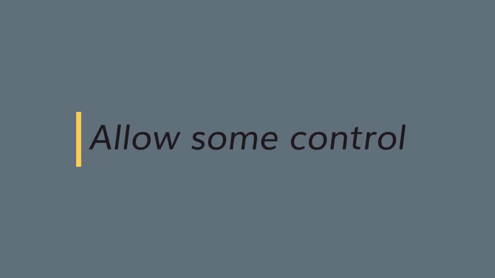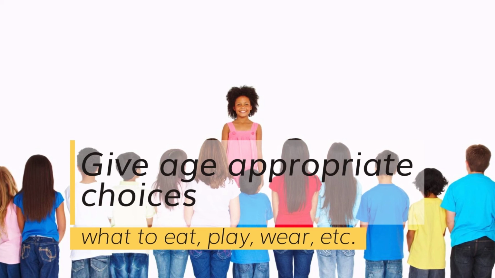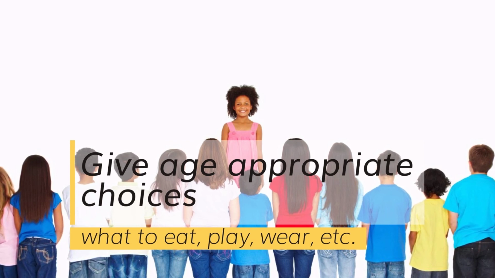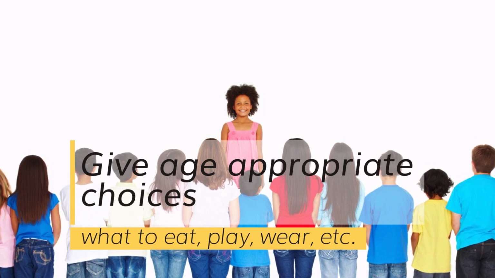Allow for some control. Reasonable age-appropriate choices encourage a child or youth's sense of having control of his or her own life. Some examples of choices can be, what do you want to wear? What would you like to eat? And what would you like to play? Giving options such as grilled cheese or spaghetti may work better than open-ended choices such as, what do you want to eat?